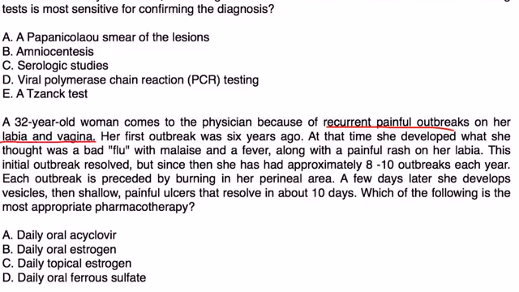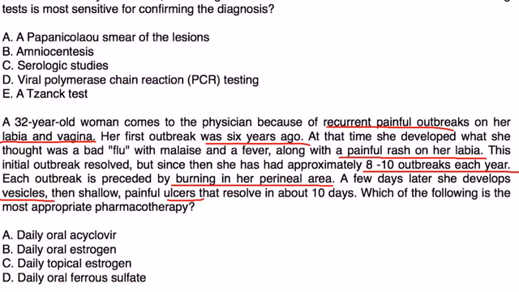Her first outbreak was 6 years ago. At that time, she developed what she thought was a bad flu with malaise and fever, along with a painful rash on her labia. This initial outbreak resolved, but since then she has had approximately 8 to 10 outbreaks a year. Each outbreak is preceded by burning in her perineal area. A few days later she develops vesicles, then shallow painful ulcers that resolve in about 10 days. Which of the following is the most appropriate pharmacotherapy?